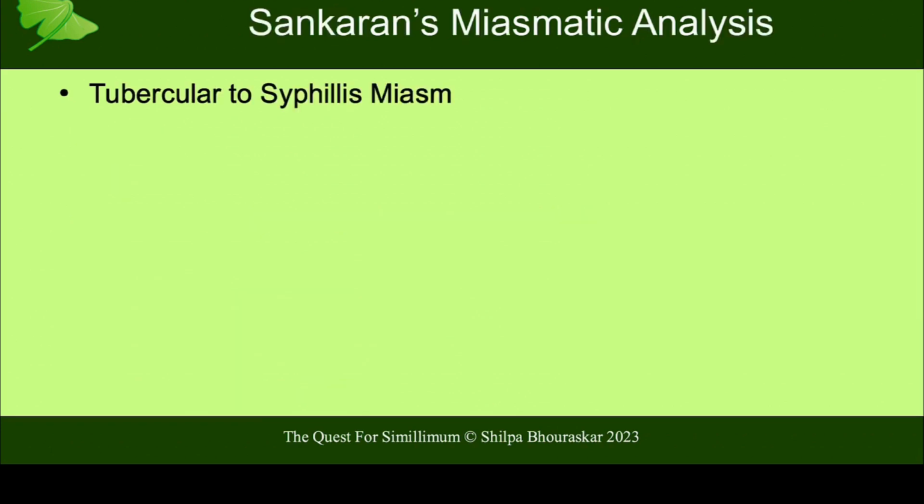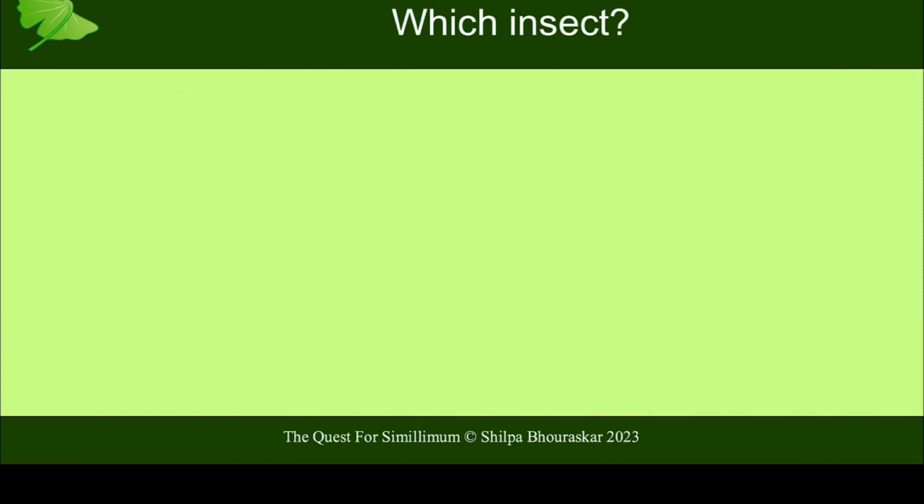So according to Sankaran's miasmatic analysis, she is from tubercular to syphilitic miasm. And in the family history also, you can see a lot of syphilis in her state, a lot of autoimmune cancer state coming up. Now the question is, which insect?